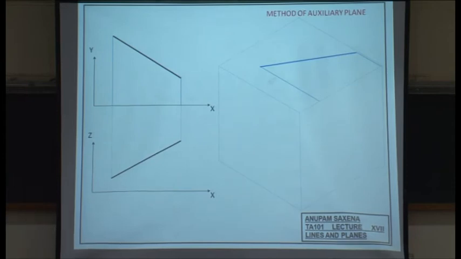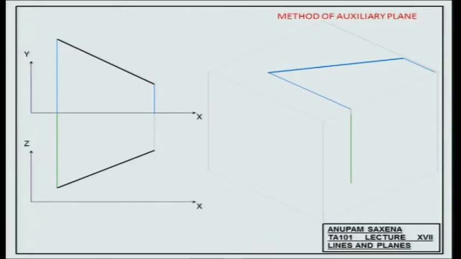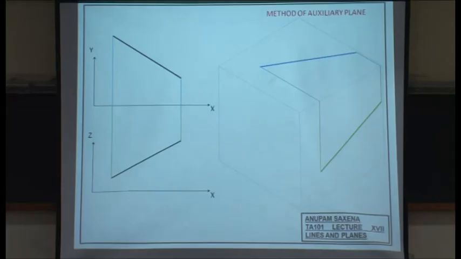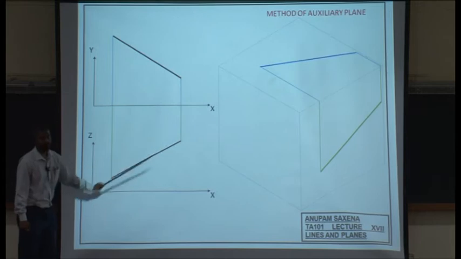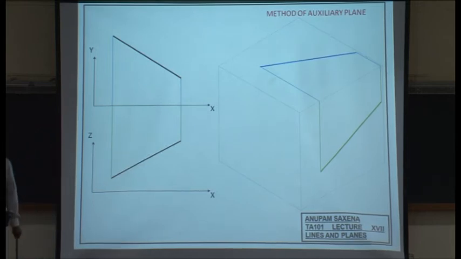With me? All right. Let's do the same exercise with the vertical plane. The green line, mark it there. Second green line, mark it there. And this green line is actually this guy here. Okay? You got a three dimensional box, you got two projections. Is it possible for you to look at the actual line?